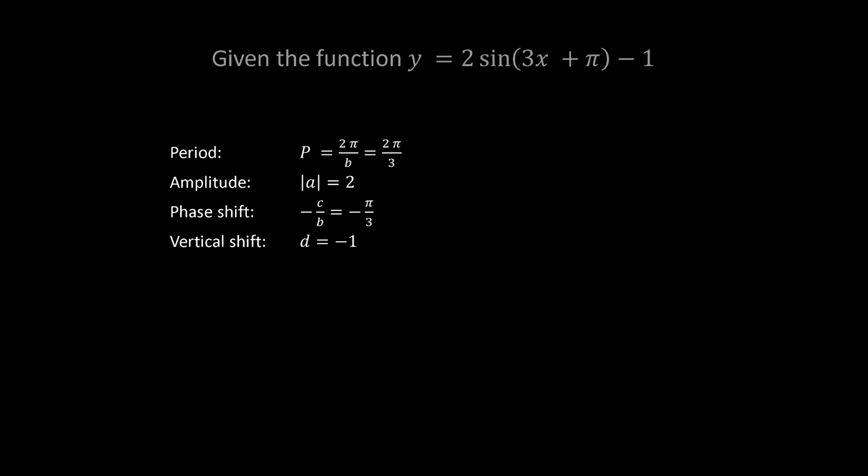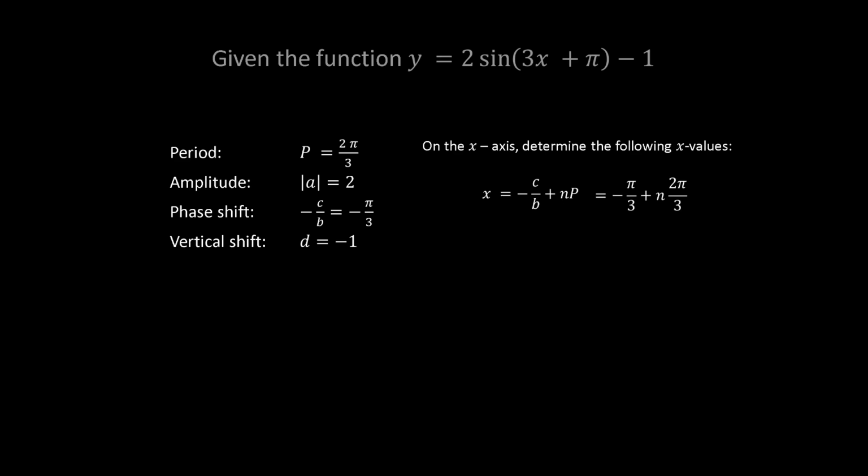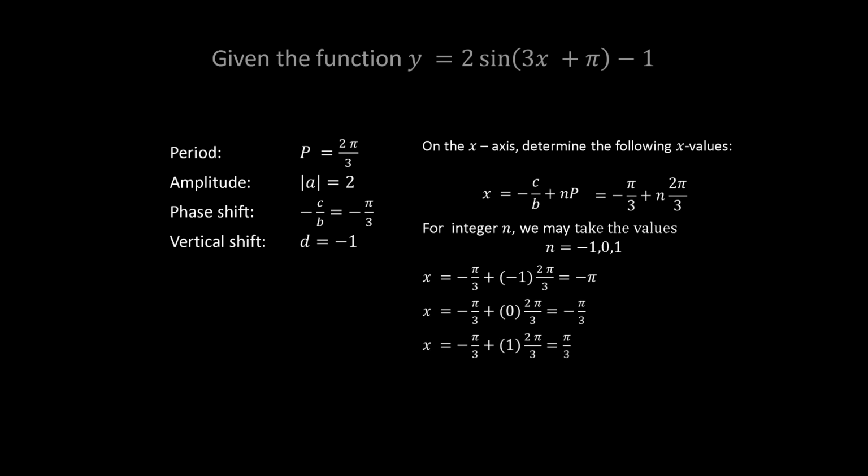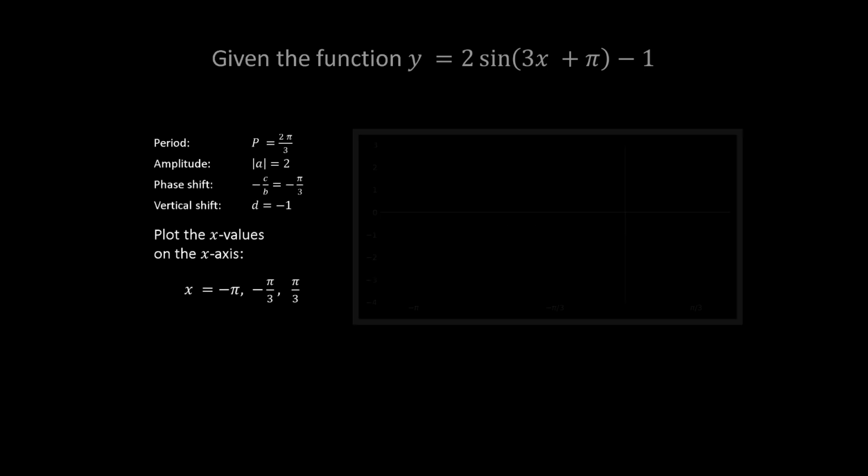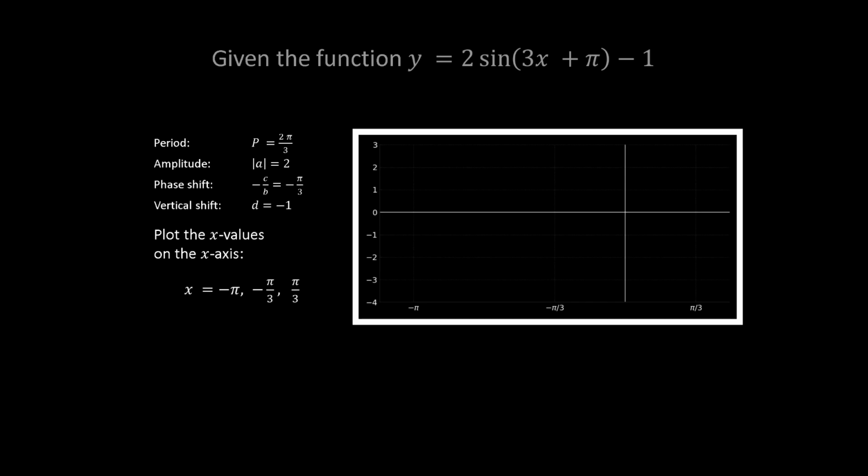On the x-axis, we need to plot the points where the function completes one cycle. Since sinusoidal functions are periodic, we need 2 points, the starting point and the ending point of a cycle. These are found using the following formula. Substituting the values, and let's say we want to graph 2 cycles of the function, then we choose n equals -1, 0, and 1. This gives us the following cycle points. On the graph, we now have a set of guide points to use in the next steps.